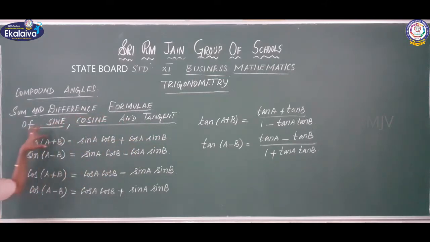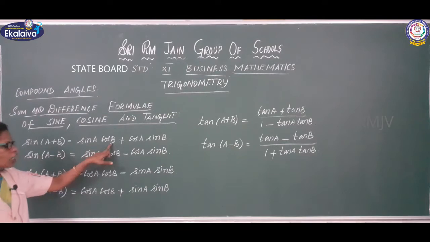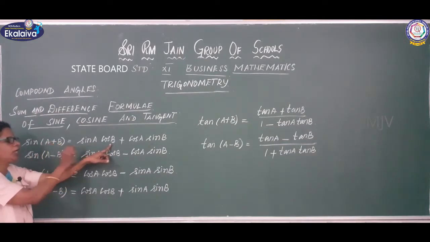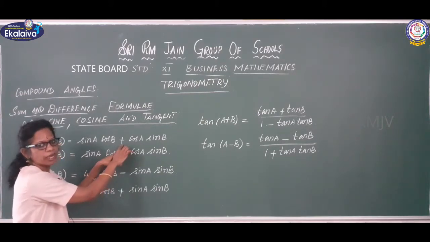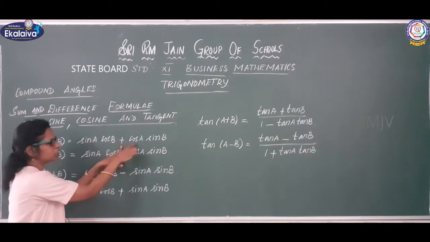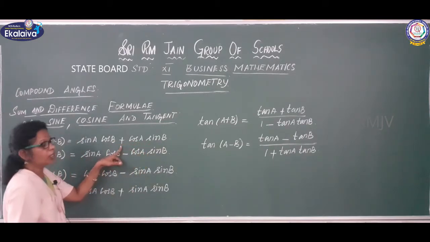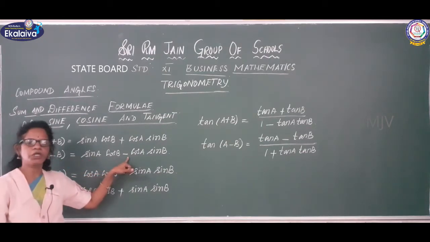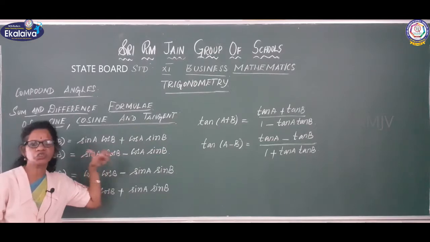I said sine, sin (A plus B), sin A cos B. See here, I am going to give the clue. If here there is addition, the same symbol should exist here: sin A cos B plus cos A sin B. The same formula. When it comes to difference, negative means negative, right? You have to relate and study.